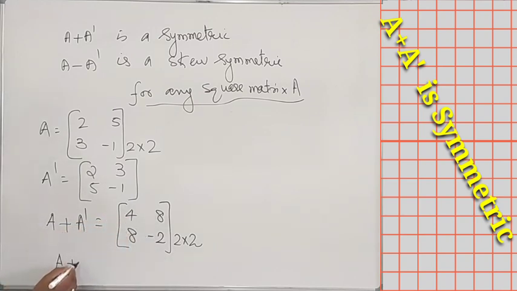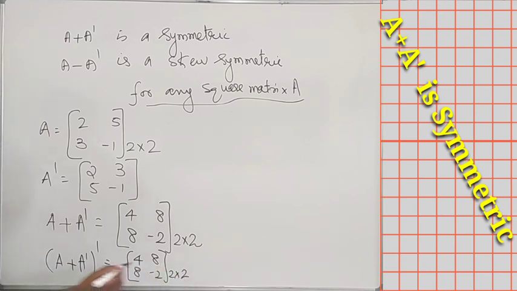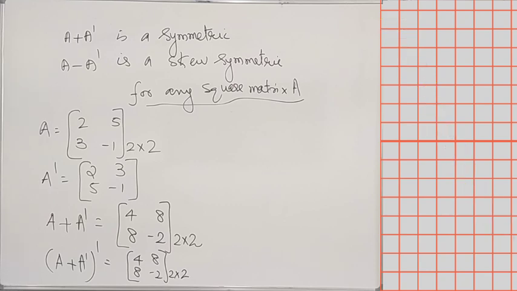If you want to find the transpose of A plus A transpose, that is the transpose of this matrix, that is once again 4, 8, 8, minus 2, order is 2 by 2. Therefore, we can say that A plus A transpose and the transpose of A plus A transpose both are equal. So, in general, we say that for any square matrix, A plus A transpose is a symmetric matrix.